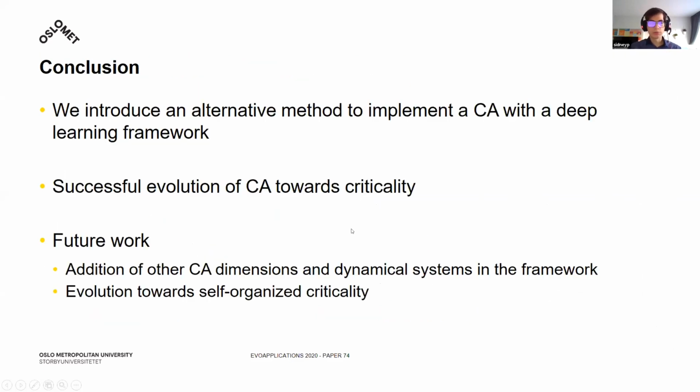Okay, and to conclude, we introduced an alternative method that implements a cellular automaton using TensorFlow, and its application of evolving CA towards criticality was successful. For future work, we plan to add other CA dimensions like 3D and other dynamical systems to the framework. We also plan to evolve towards self-organized criticality. So this is our work.